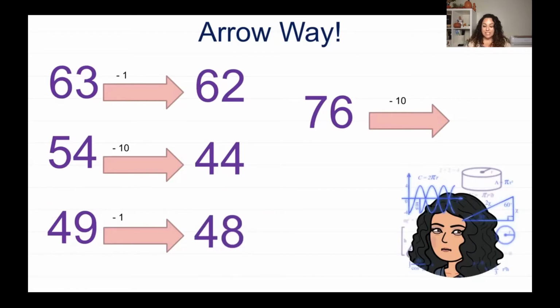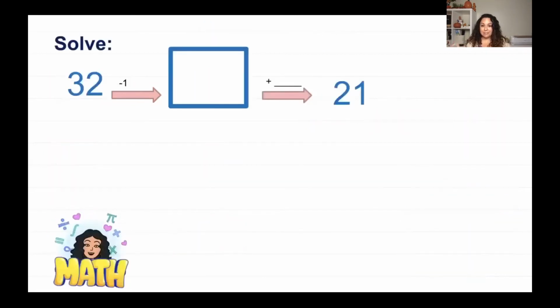Now I have 76, take away 10. I'm not going to touch the ones place this time. I'm going to take away 10. So 7 take away 1 equals 6. So that's 66. Okay, let's go ahead and solve this one right here.